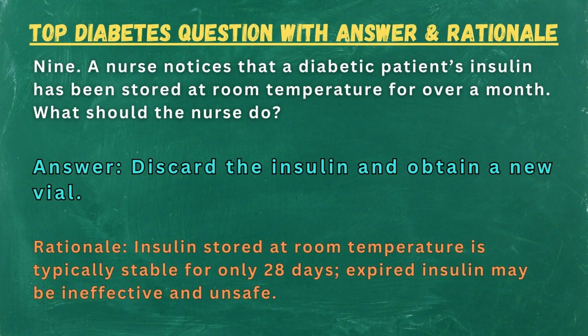9. A nurse notices that a diabetic patient's insulin has been stored at room temperature for over a month. What should the nurse do? Answer. Discard the insulin and obtain a new vial. Rationale. Insulin stored at room temperature is typically stable for only 28 days. Expired insulin may be ineffective and unsafe.